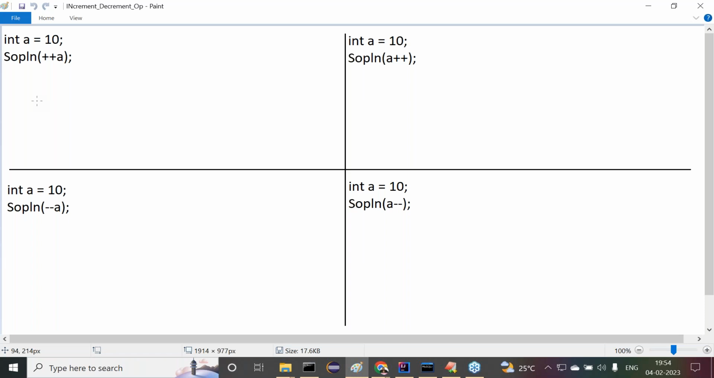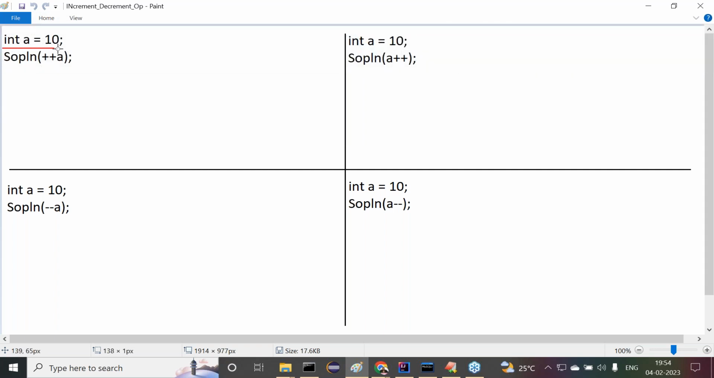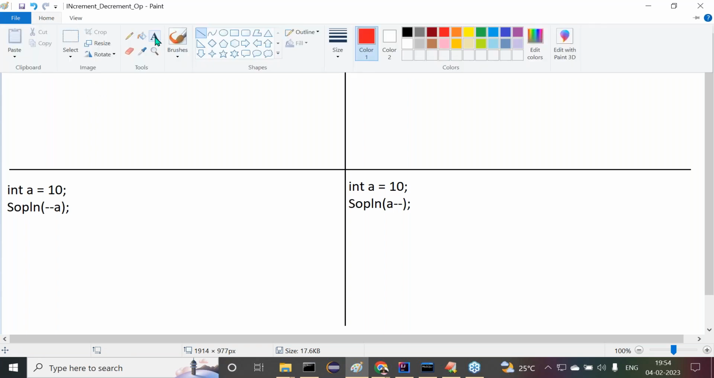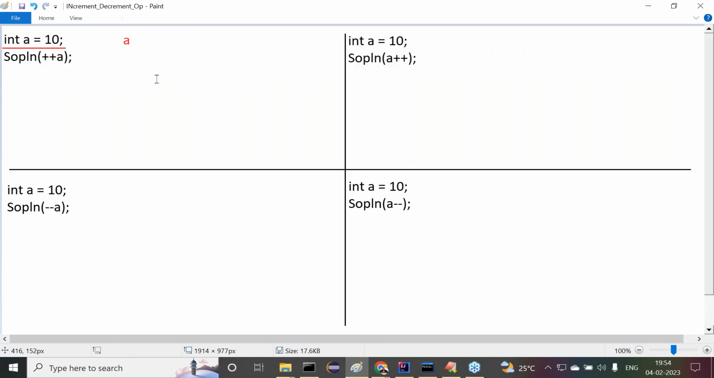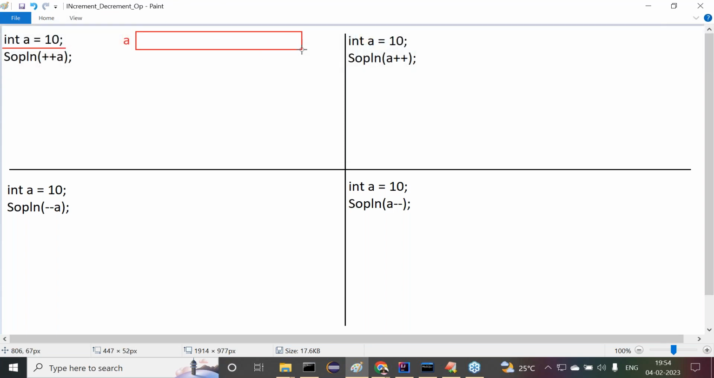Now observe this clearly. This is an example given here. Try to understand this clearly. First of all, tell me in this case: when the JVM executes this instruction, int a = 10, what will the JVM do immediately? A variable exists. For this variable a, how much memory will be allocated? 4 bytes of memory will be allocated.